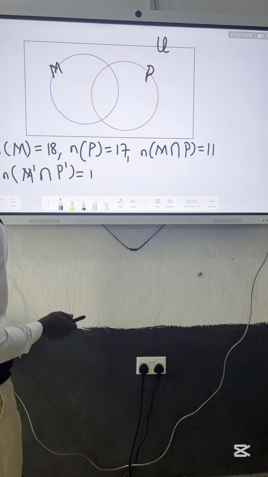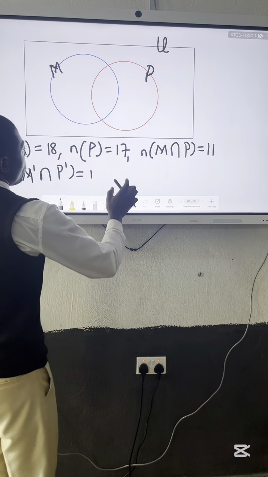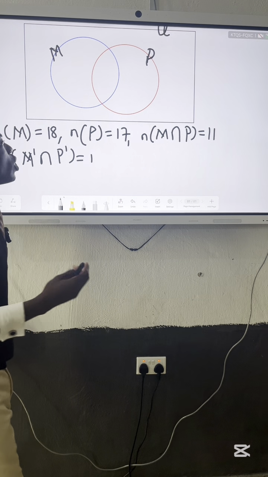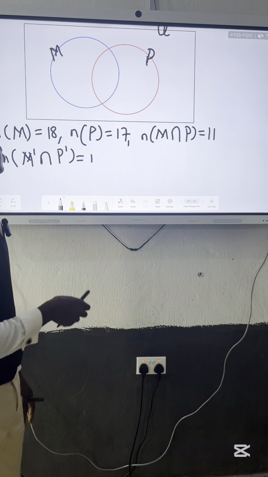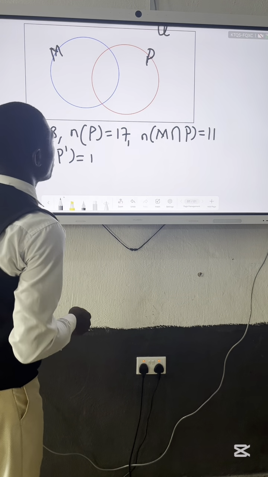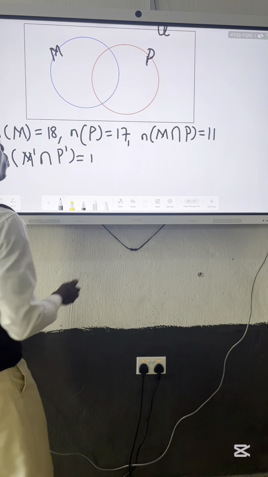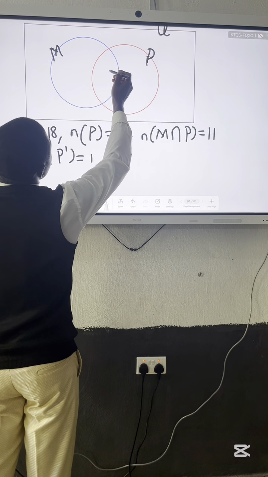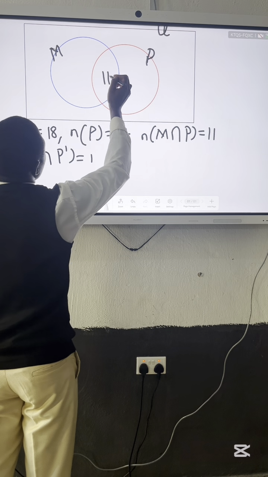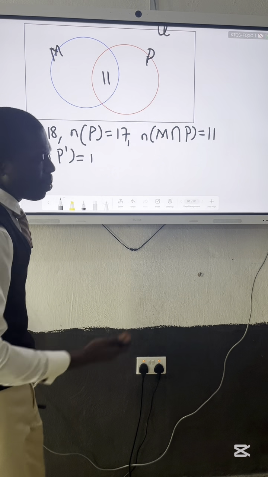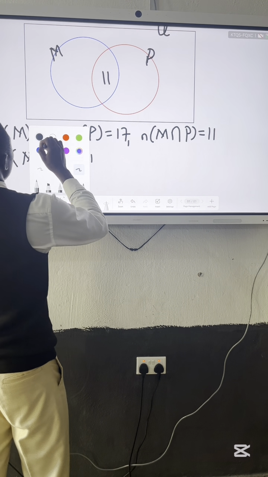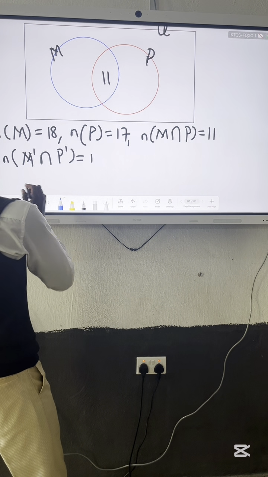So that's it. Now what will happen is that we will begin to plug in some of these things into the diagram and begin our solution. These circles are interwoven, so in this place where they have something in common, you put 11, because it means those that pass mathematics and also pass physics.